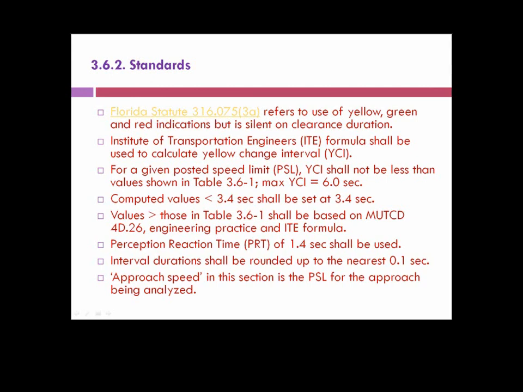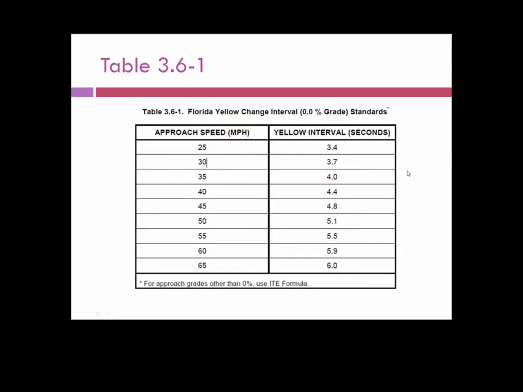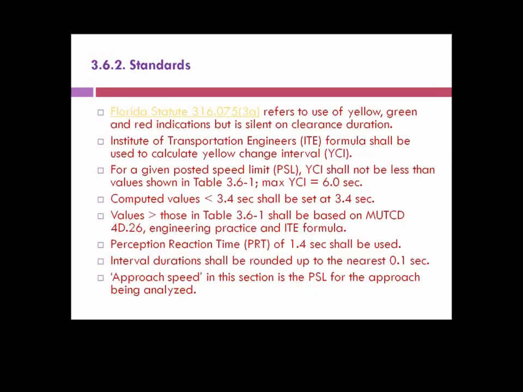The computed values should not be less than 3.4 seconds for a posted speed limit of 25 miles per hour. Earlier, that is in the previous version, the minimum was 3 seconds. However, we migrated to a perception reaction time of 1.4 seconds. Let me clarify this point further. Earlier, we used to have a PRT, perception reaction time, of 1.0 seconds. In this latest revision, the perception reaction time has been increased to 1.4 seconds.